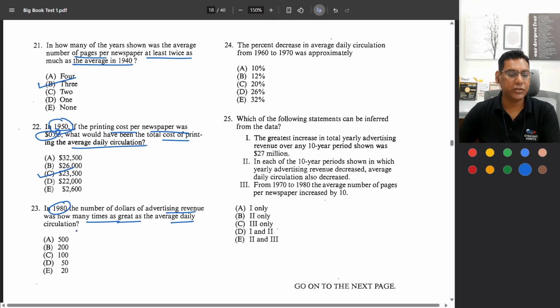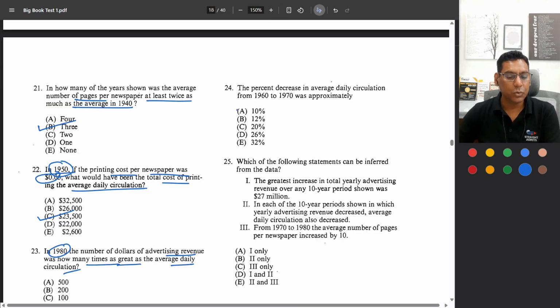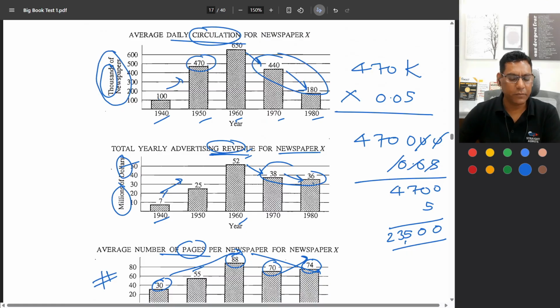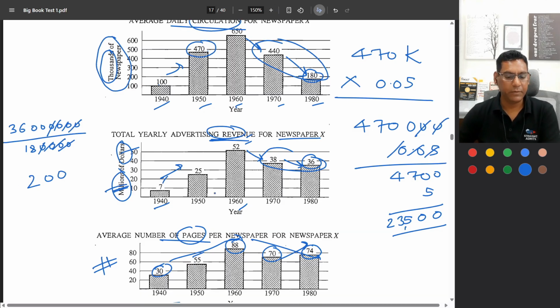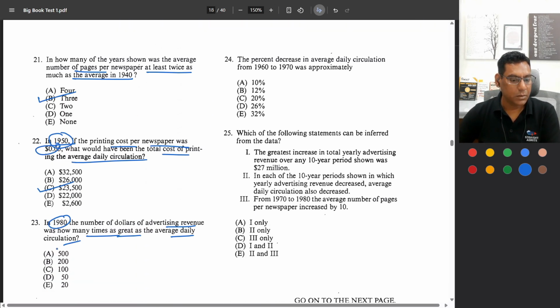Okay. 1980, the number of dollars of ad revenue, 1980 ad revenue was how many times as great as the average daily circulation? Okay. So let's go to 1980. 1980 number of dollars was 36 million. Okay. 36 million was how many times as average circulation? That is 180,000. We cancel the zeros, cross, cross. Okay, this is 200. Very straightforward. 200. Okay, all right.